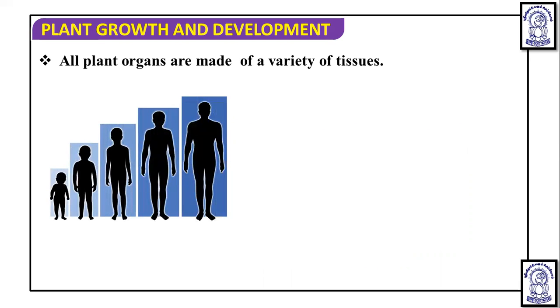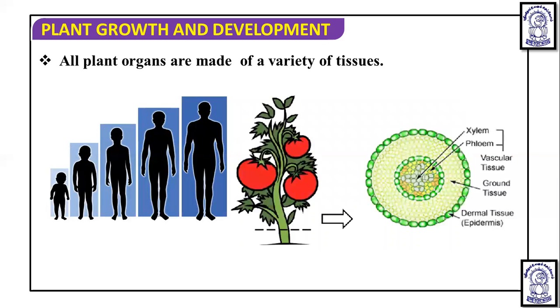So you can see this is the diagram, an image of a human being's growth, where you can see the increase in the height, the increase in the growth. You can see in plants also growth takes place during the secondary growth, and the wood formation takes place. That is also considered as growth.